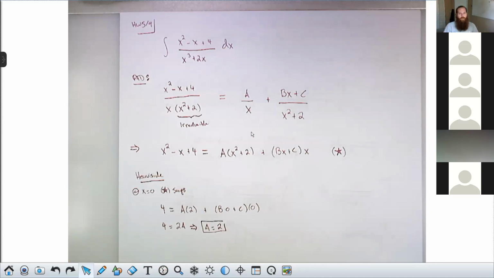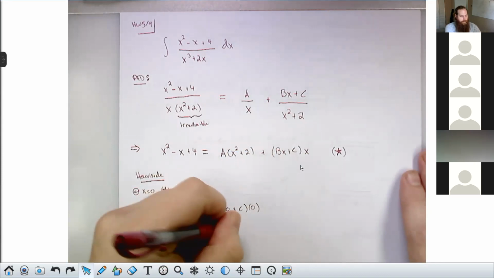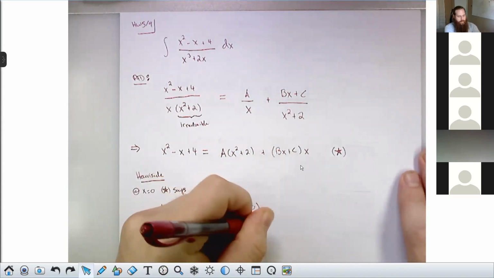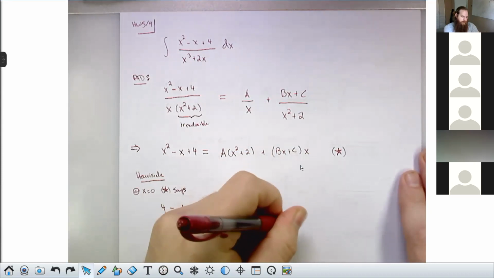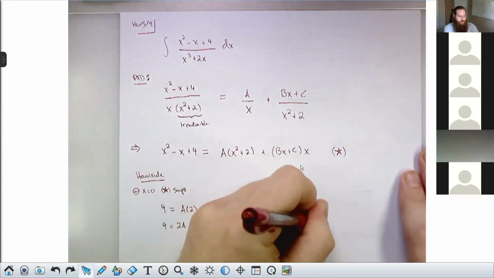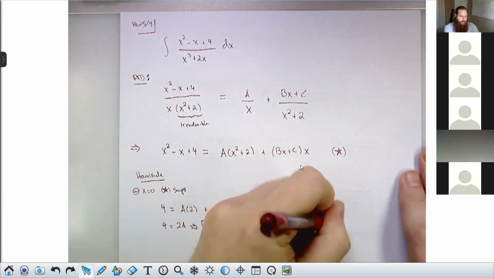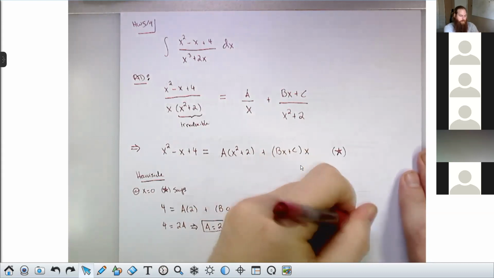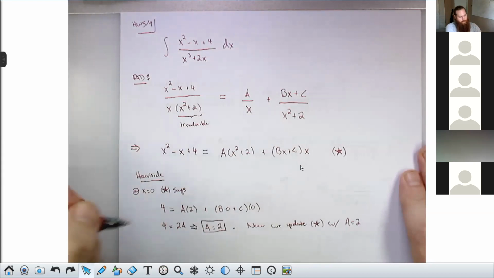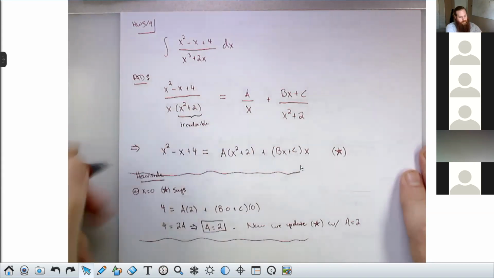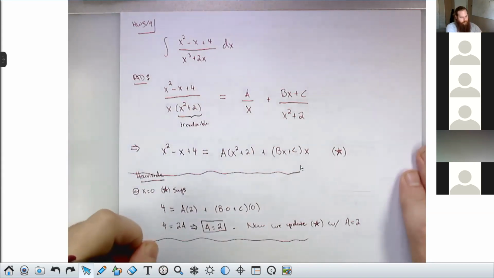But there is no number x I can plug in to make this 0, because x squared plus 2 is irreducible, has no real roots, which means b and c can't be caught with the Heaviside trick. So now we update the equation star with the information that a is 2. So that's all the Heaviside stuff.